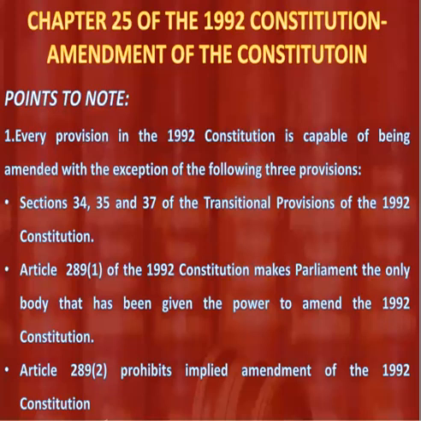And finally, there is nothing like an implied amendment of any constitutional provision. Before any act can be deemed to have amended the constitution, that act must have been passed specifically for the sole purpose of amending the constitution, and it must be passed in accordance with Chapter 25 of the 1992 Constitution of Ghana. This is the foundation on which we can now begin with our discussion on the amendment of the Constitution.